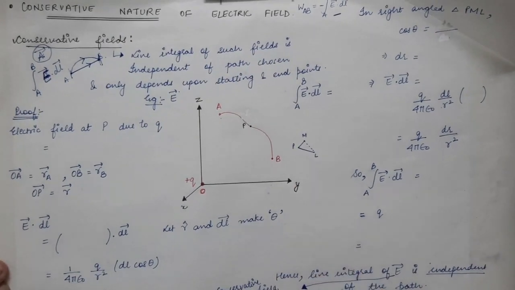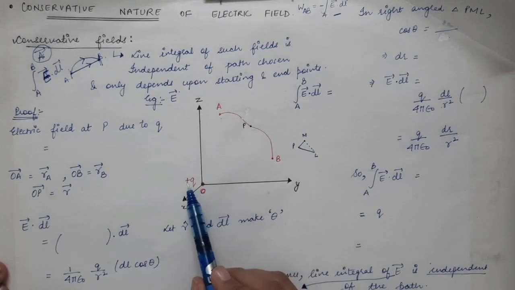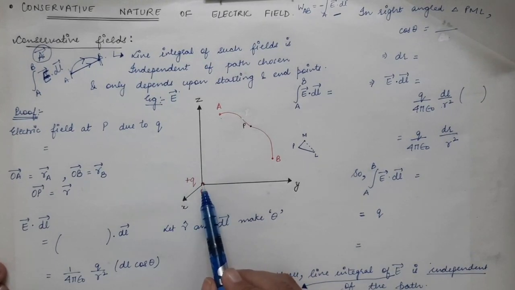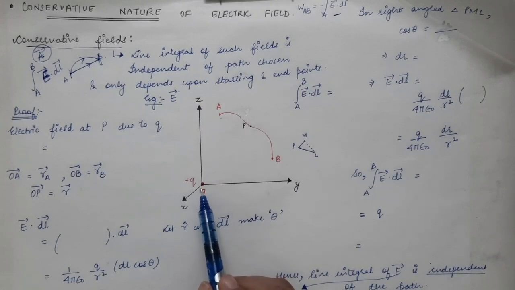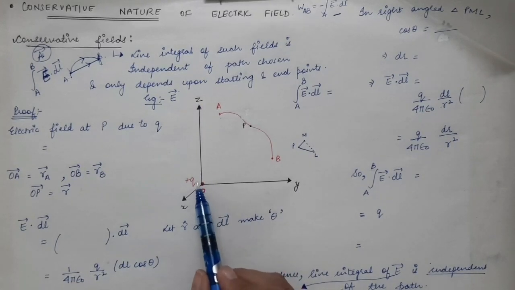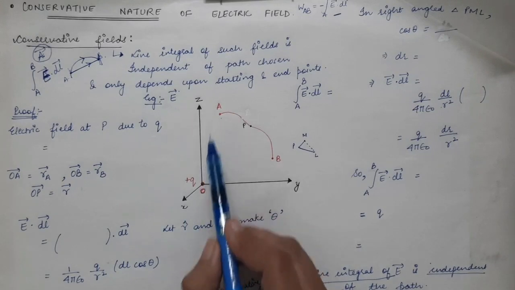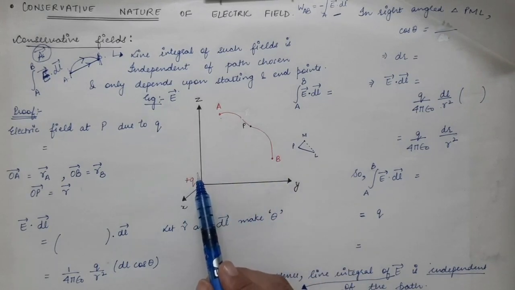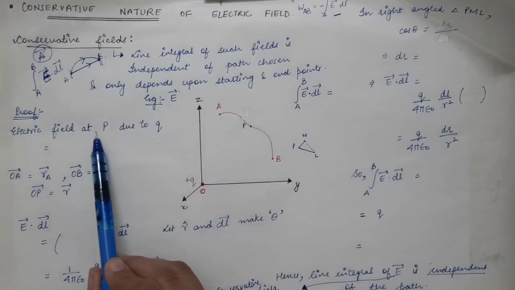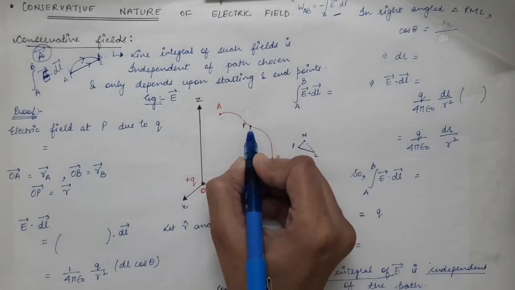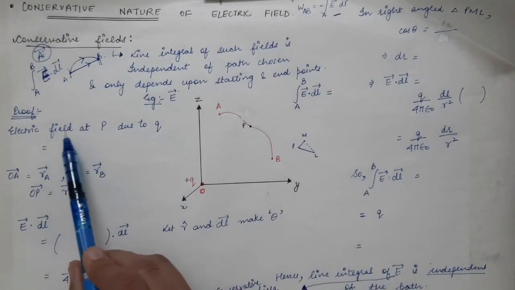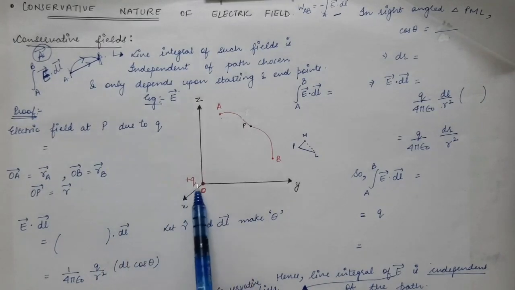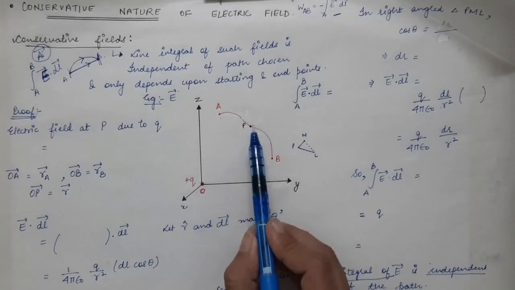To prove this, first of all, we are considering a source charge at the origin of the coordinate system. And this is the x-axis, y-axis and the z-axis. So the source charge is placed at the origin of the coordinate system. Due to the presence of this source charge, there will be an electric field in the whole space around that charge. So we are considering an observation point P. First of all, we are going to see what will be the electric field at P due to the source charge plus Q.